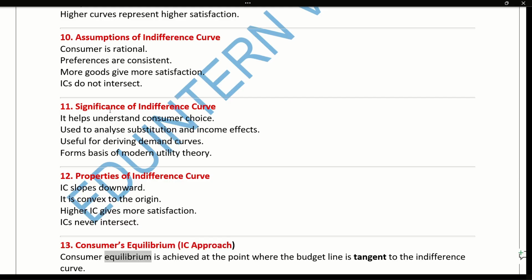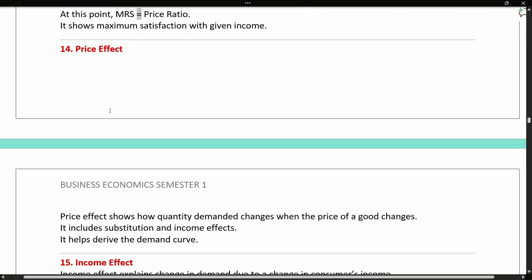13. Consumer's Equilibrium, IC approach. Consumer equilibrium is achieved at the point where the budget line is tangent to the indifference curve. At this point, MRS is equal to price ratio. It shows maximum satisfaction with given income.